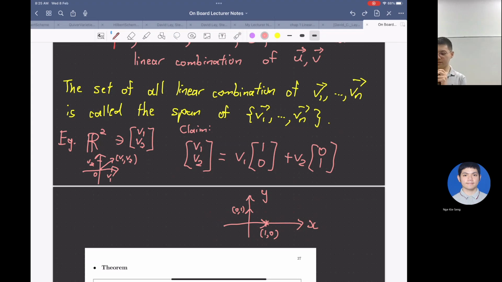So this is why we care about linear combinations. For every vector space, we want to find this spanning set, so that we can break our vectors into simpler vectors.